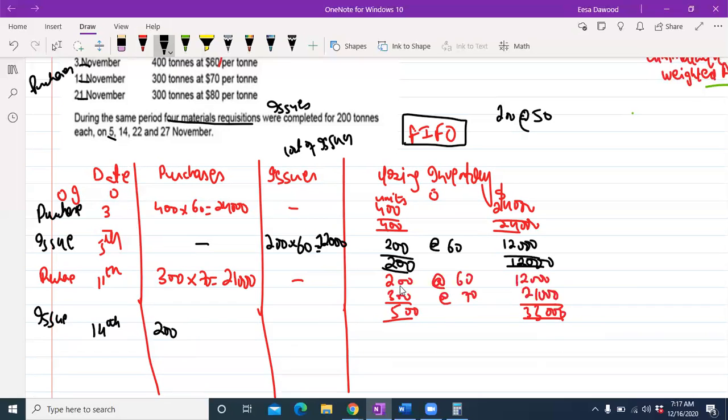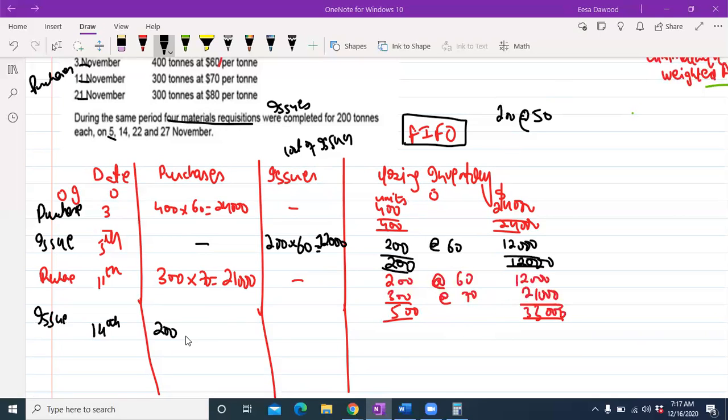Okay. Now, will you issue at 60 or at 70? If it was LIFO method, we would have issued at 70, yeah? But now it's FIFO method. We will issue the material we received first and at the same price.